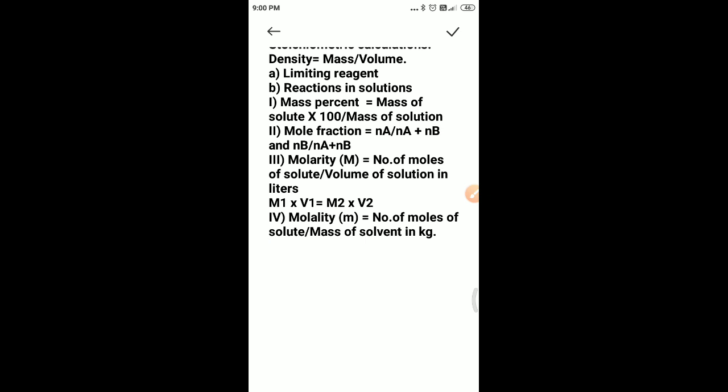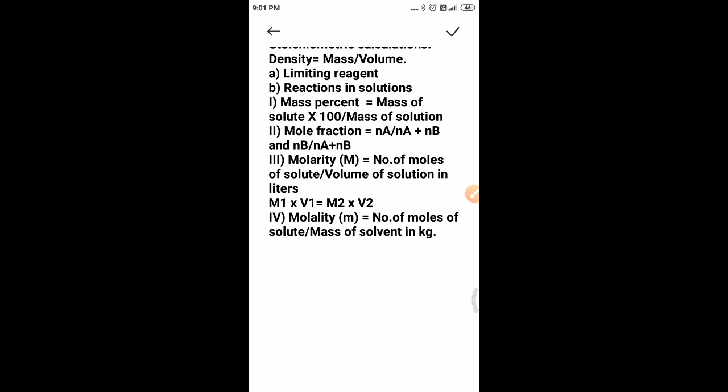Generally, to calculate this, we can use the general formula M1 into V1 is equal to M2 into V2. Here M and V are the molarity and volume. In this case, M1 is 0.2 molar and V1 is 1000 ml. M2 is 1 molar, and V2 you have to calculate. So now we have to substitute in this formula.